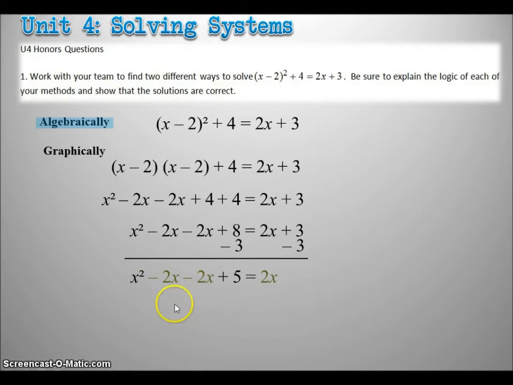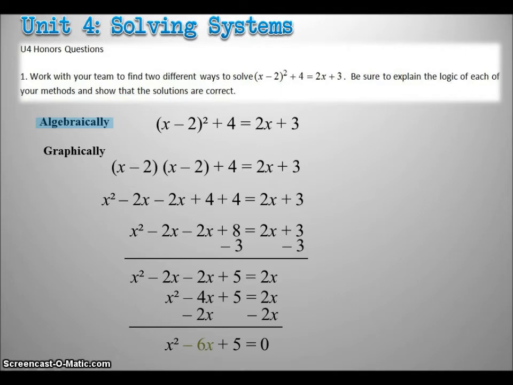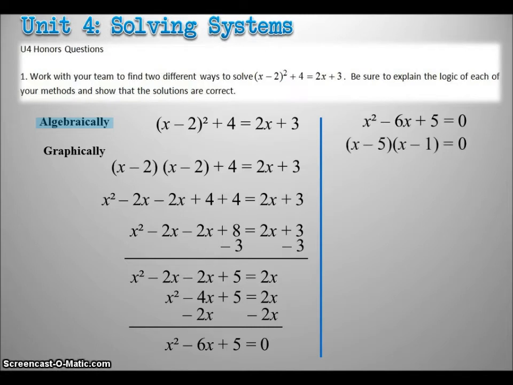We still have some like terms that consist of x, so let's combine those. Negative 2x minus 2x equals negative 4x, and let's move this 2x to the other side, so subtract 2x from both sides, and we get x squared minus 6x plus 5 equals 0. At this point we should ask, is this factorable? Yes, you can factor this into (x minus 5) times (x minus 1) equals 0. Due to the zero product property, our x's will be 5 and 1. We got 5 and 1 by setting x minus 5 equal to 0 and x minus 1 equal to 0 separately. So you might be asking yourself, am I done?